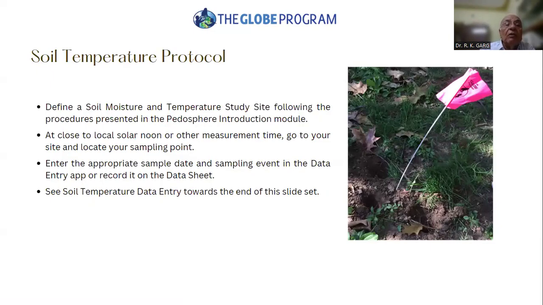So what we do is, we go to the study site. We define the soil moisture and temperature study site. We define the whole site. And close to the solar noon, the other measurement time, go to your site. Generally, we go to the site for measurements of the temperature during the solar noon. So here also, we generally try to take the measurements of the soil temperature at the solar noon time or nearer to that time. Enter the appropriate sample date and sampling event in the data entry app and record it on the data sheet. See soil temperature data entry in the slide set.